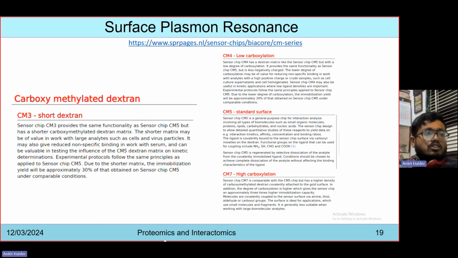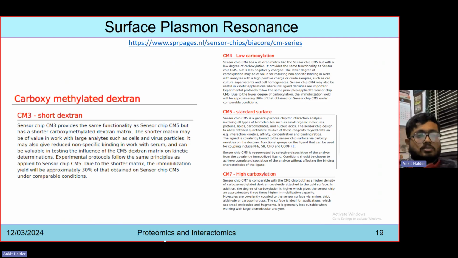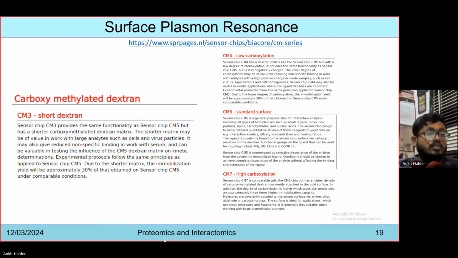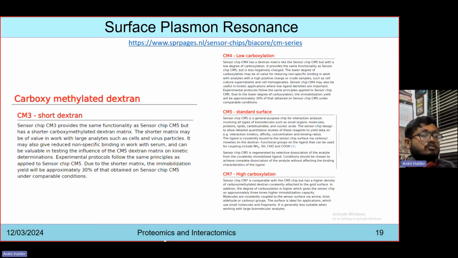So CM3, or short dextran, is a sensor chip that provides the same functionality as sensor chip CM5 but has a shorter carboxymethylated dextran matrix. A shorter matrix may be of value in work with large analytes such as cells and virus particles. It may also give reduced non-specific binding in work with serum and can be valuable in testing the influence of the CM5 matrix on kinetic determinations.